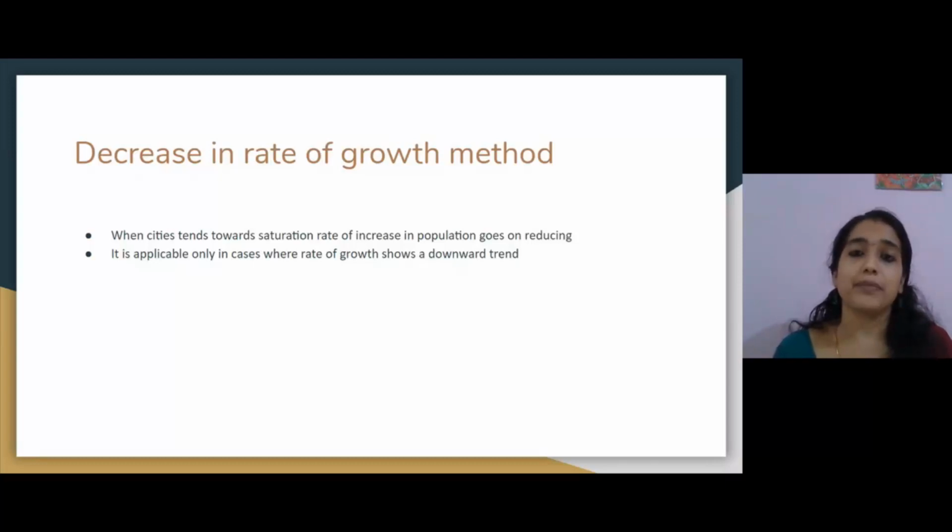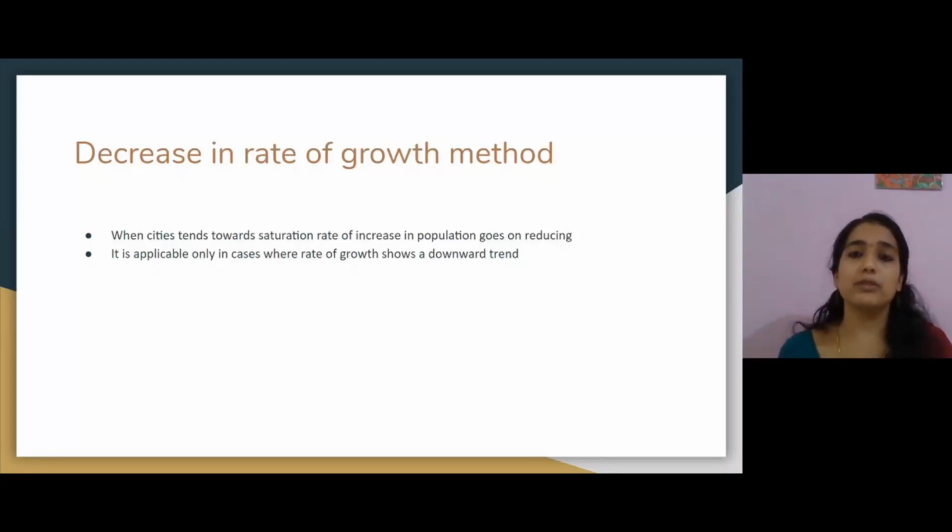And it is capable for cases only where the rate of growth shows a downward trend. Not in other cases. If dP by dt is equal to a constant, or it is an increasing rate of growth, we cannot use the decrease in rate of growth method. It is used only in the case where the rate of growth shows a downward trend.